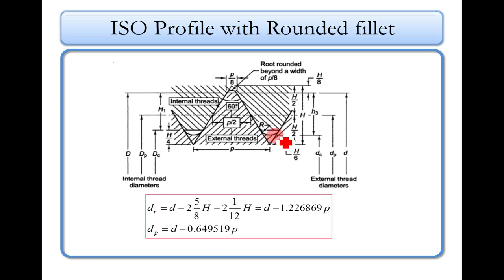Because of this little rounding, you actually change the dimension slightly for this dr, the minor diameter, and also the pitch diameter, okay? Later you can take a look at my lecture notes given this profile here. You can calculate based on this dimension and find that this dr equals this and dp equals this, okay? If you look at the footnotes of tables 8-1 and 8-2, these are the two formulas, okay, given in the footnotes.